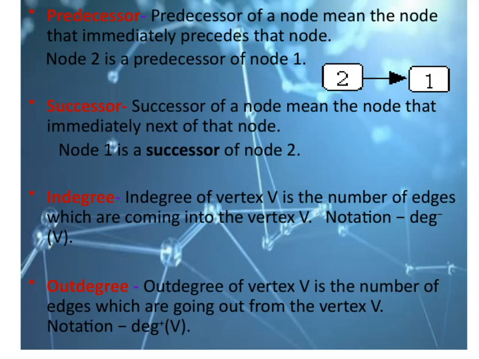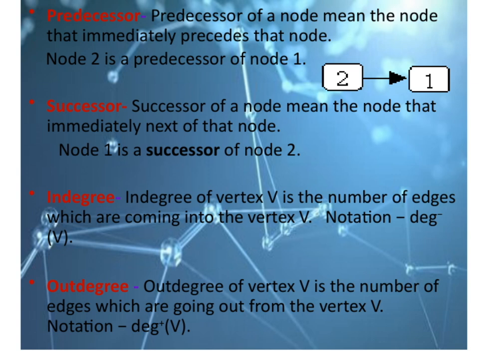Let's start with the concept of a predecessor. A predecessor of a node is simply the node that comes immediately before it in a sequence or a path. For example, in this case, node 2 is a predecessor of node 1 because node 2 directly precedes node 1. This idea helps us understand the direction of relationships between nodes.